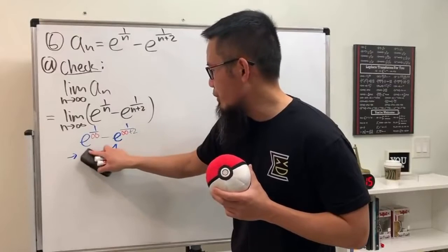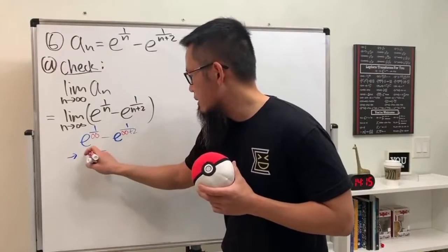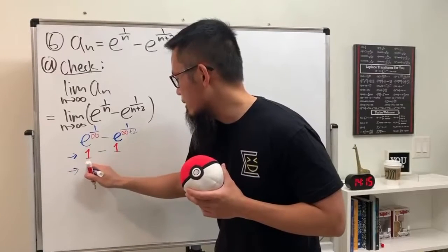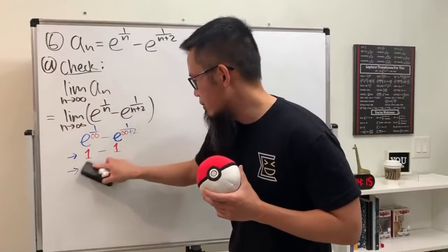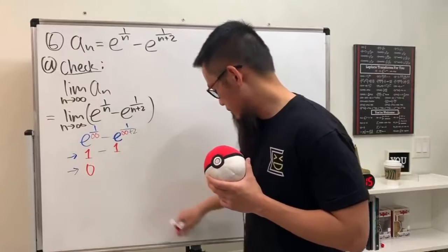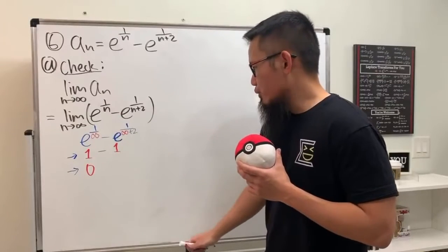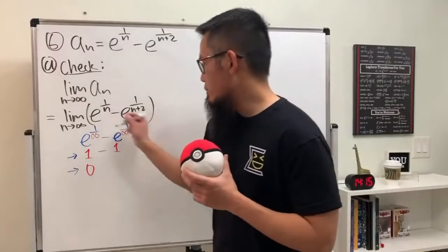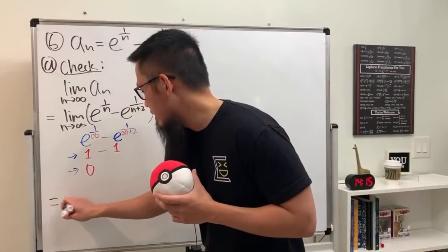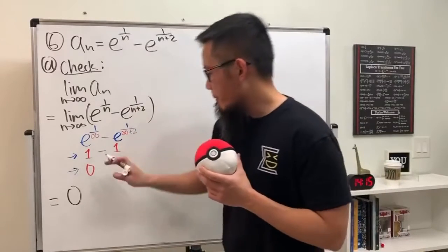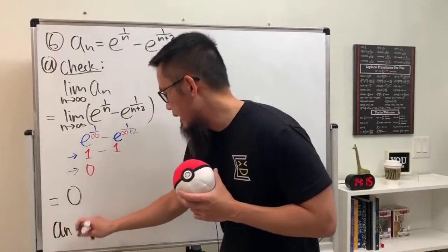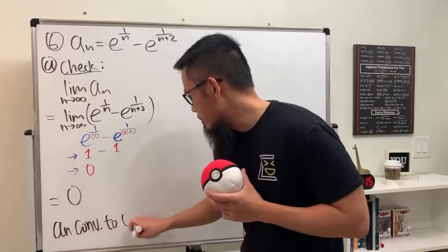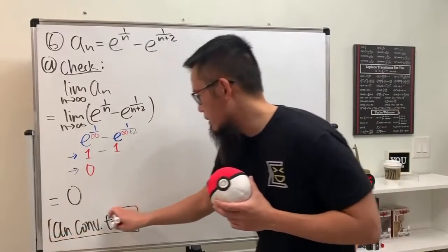Perhaps I'll put this down in red. Sorry about that. This right here is 1. This right here is 1. So finally, you can conclude that this right here goes to 0. Right? So if you want to show some kind of work, that might be okay. But anyway, this right here is also pretty clear that it's just equal to 0. So does a_n converge? Yes, a_n converges. And we know that it converges to the number 0.